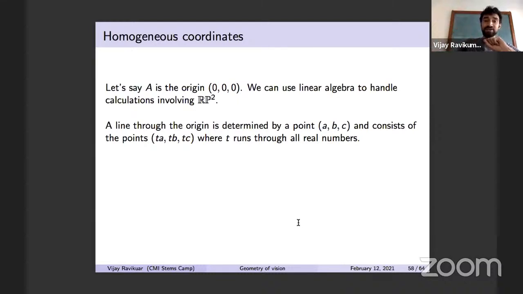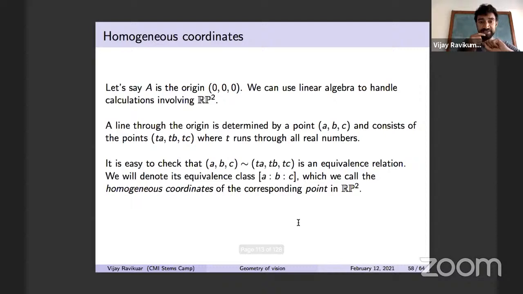So in other words, it consists of all the points TA, TB, TC, where the T parameter runs through all real numbers. And it's easy to check that we can create an equivalence relation between points where we say that ABC is equivalent to TA, TB, TC. And we can denote that equivalence class this way, A colon B colon C. So that's what I'm calling a homogeneous coordinate representation of a line in 3-space.